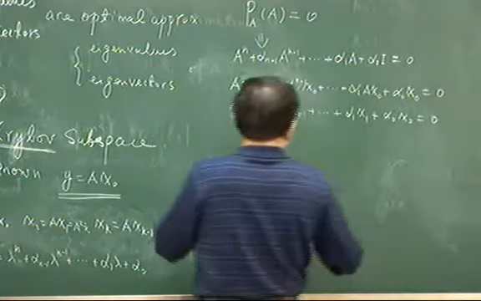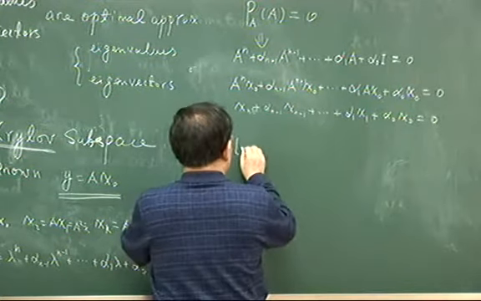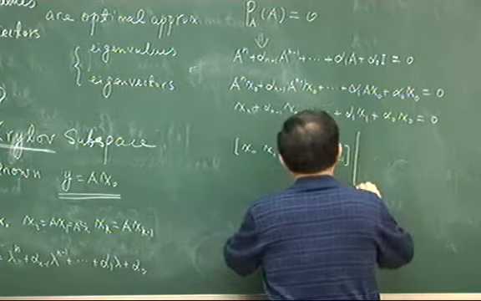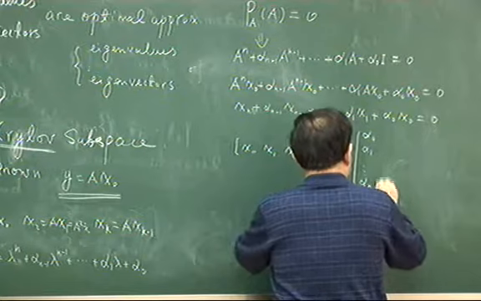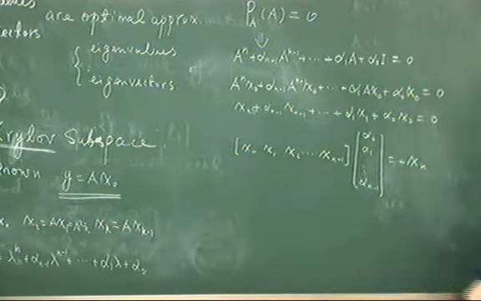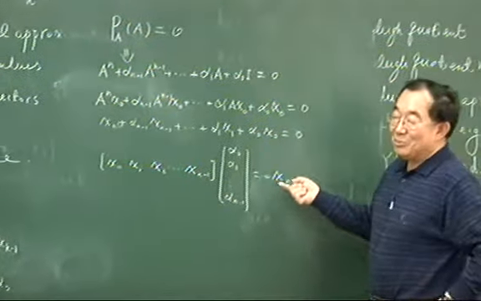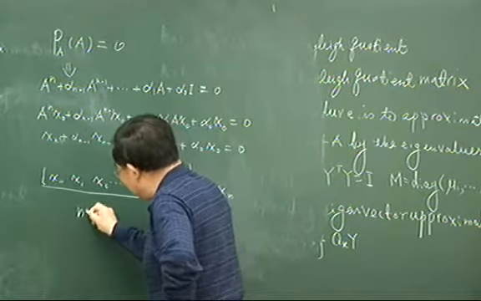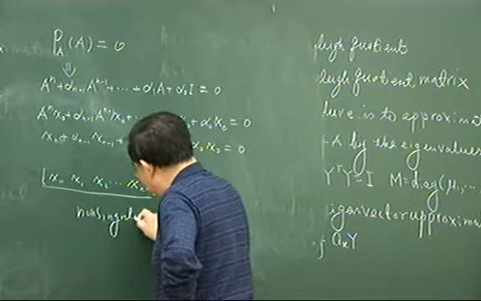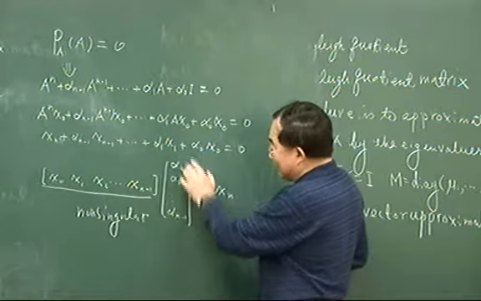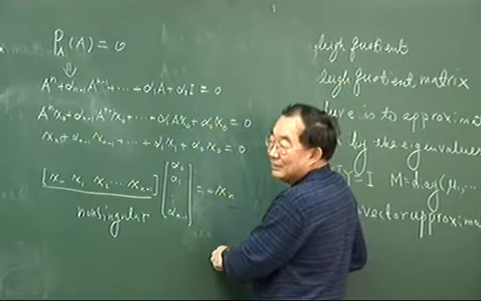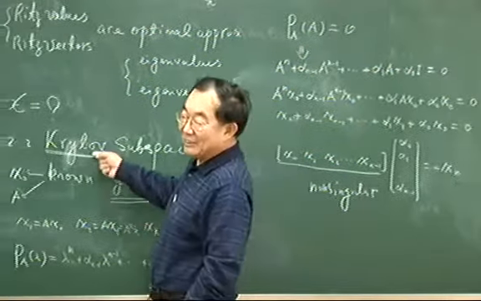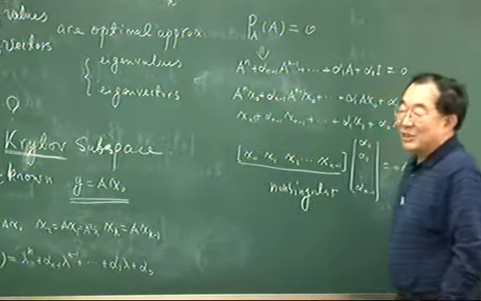If we write it in matrix form, it is just x0, x1, ..., x_{n-1} times the vector alpha_0, alpha_1, ..., alpha_{n-1}, equal to minus xn. This is a system of linear equations. If this matrix is non-singular, we can solve this system and get the coefficients. So that is the Krylov method for computing the coefficients.